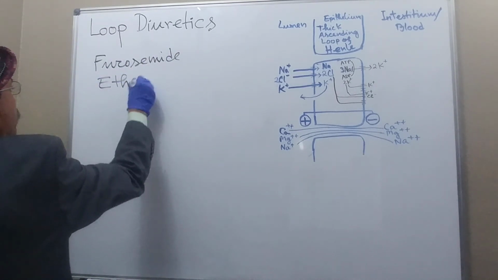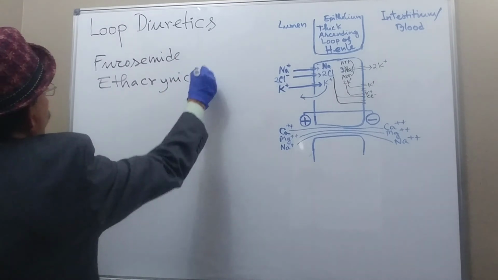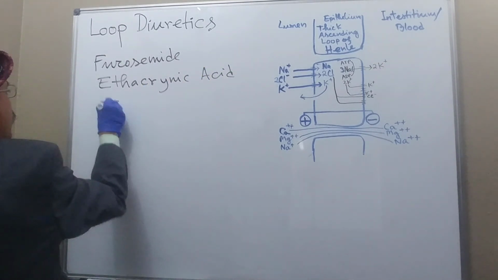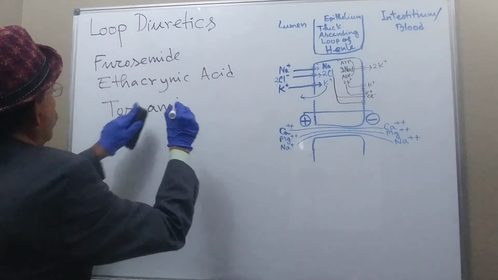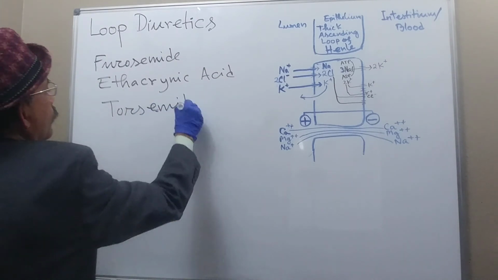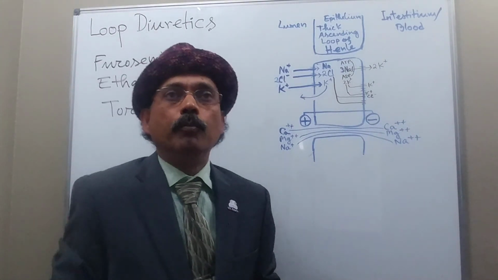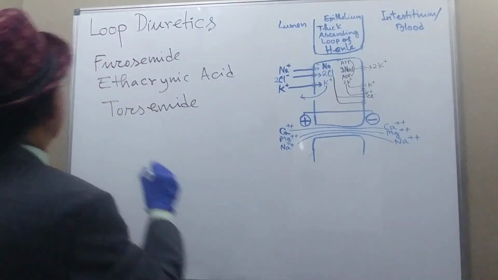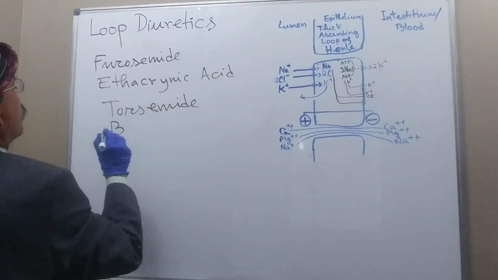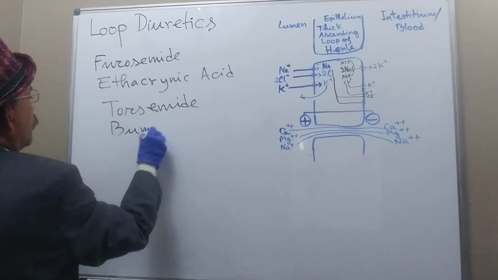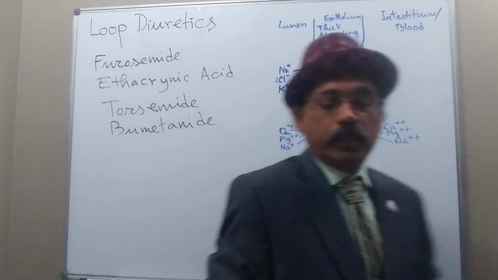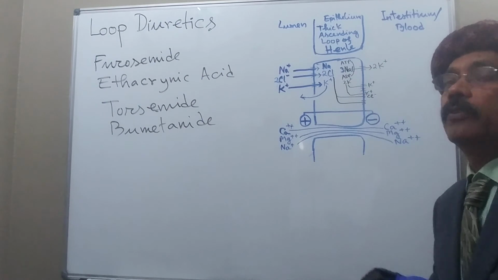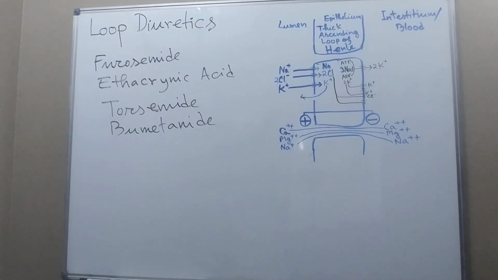ethacrynic acid, torsemide, and bumetanide. So we got the common loop diuretics. These are furosemide, ethacrynic acid, torsemide, bumetanide.